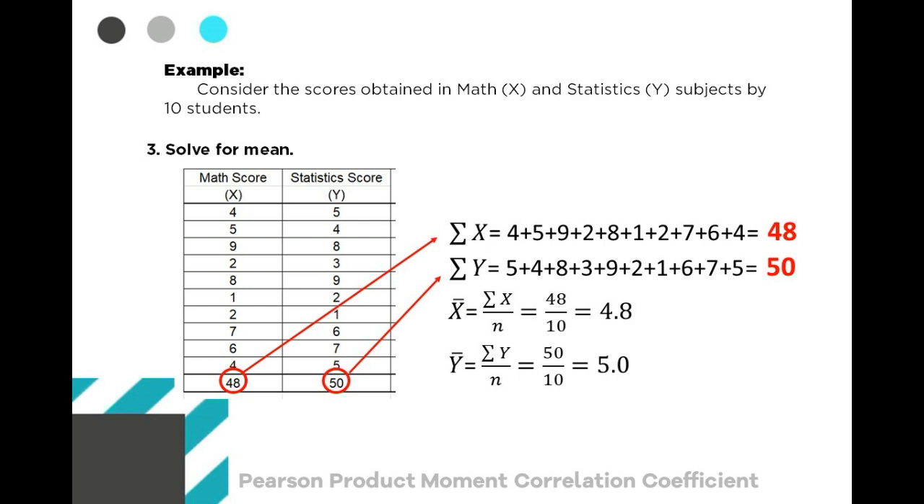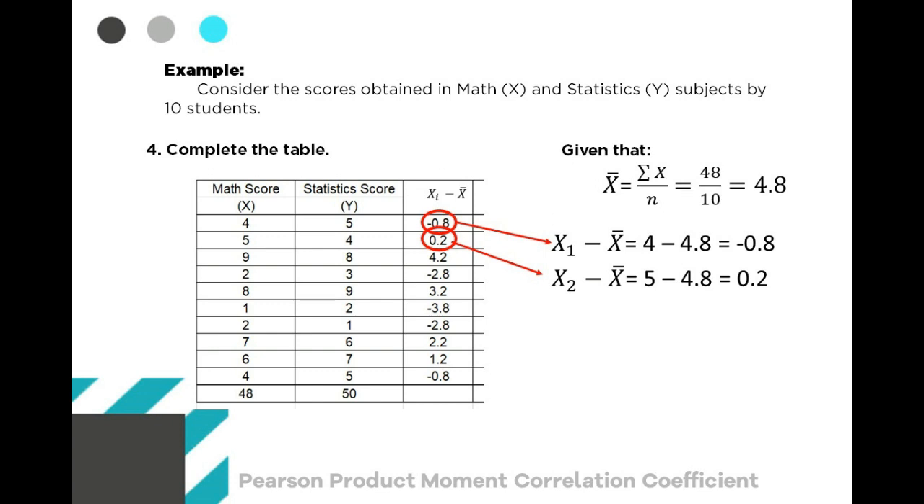So bakit kailangan natin kunin si mean? Because in the next part of our table, we have to get the difference of our X sub i minus the mean. Unahin muna natin si X, si math score. So we have the column X sub i minus the mean, and we will be using the mean, which is 4.8. Our X sub 1, yung una doon sa math score natin, is 4, minus the mean that we got, which is 4.8. So 4 minus 4.8 is equal to negative 0.8.